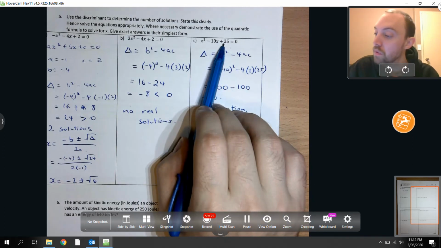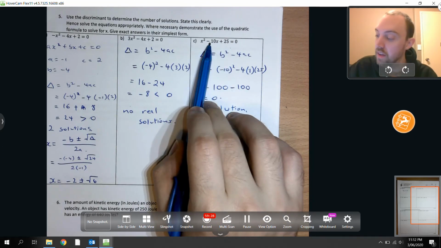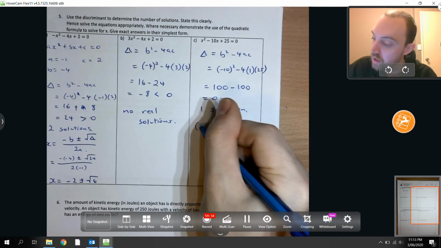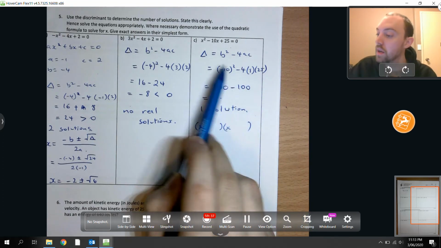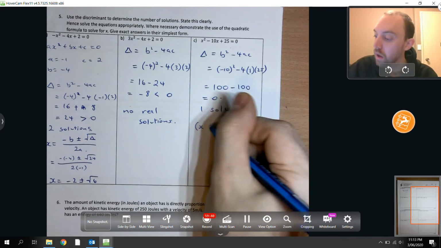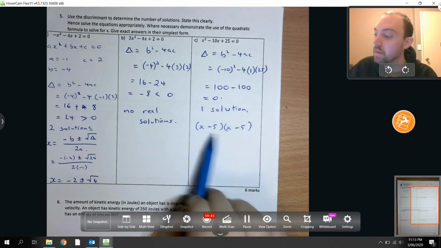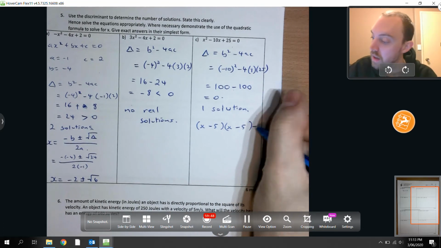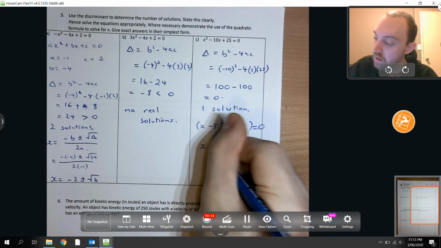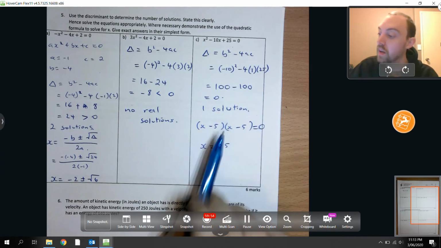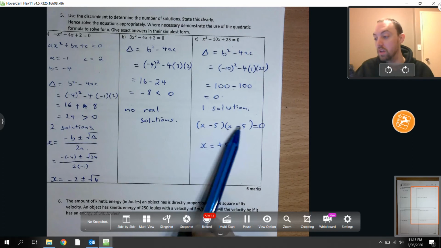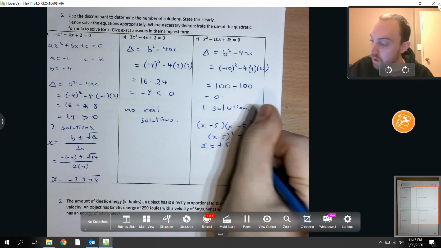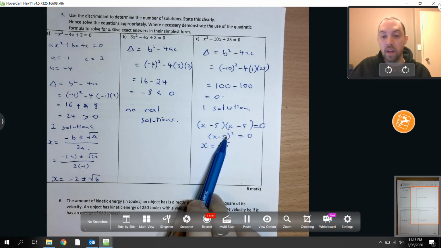With this, we're looking for factors of positive 25 that add together to get negative 10. So two numbers that multiply to get 25 and add to get negative 10. Well, negative 5 and negative 5 multiply together to get positive 25 and add together to negative 10. And this is equal to 0, so x is equal to positive 5. There are two solutions here, but they're the same solution. You might also remember that this is a perfect square and can be written like that.